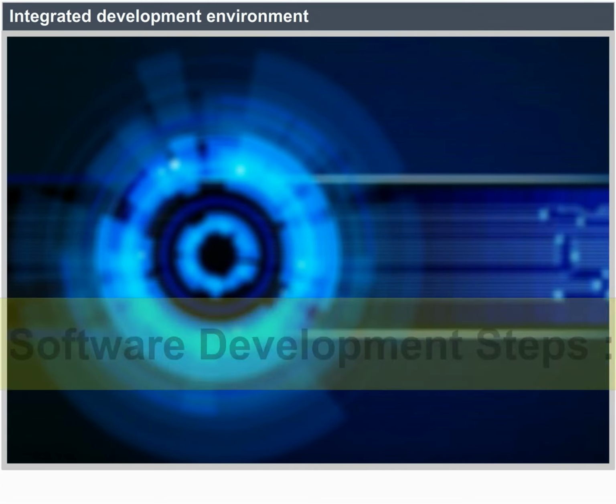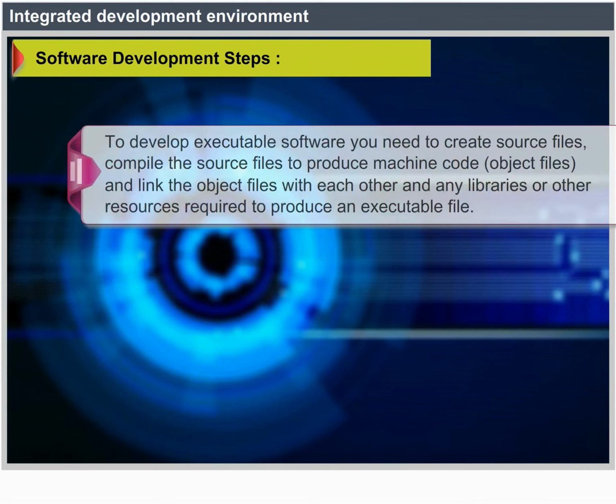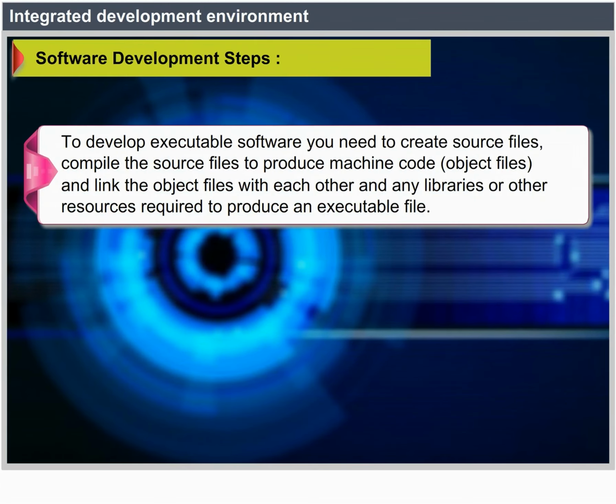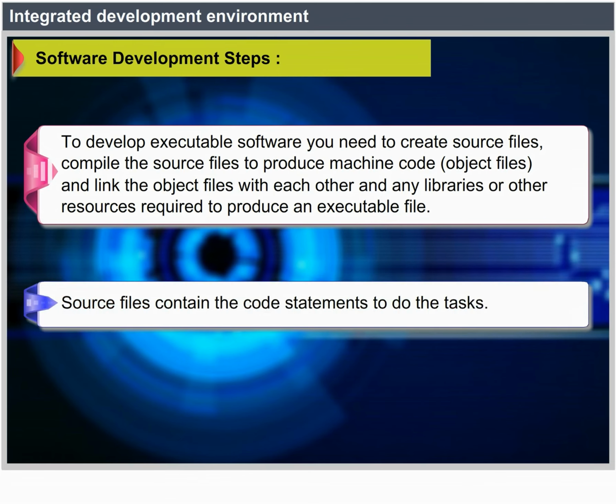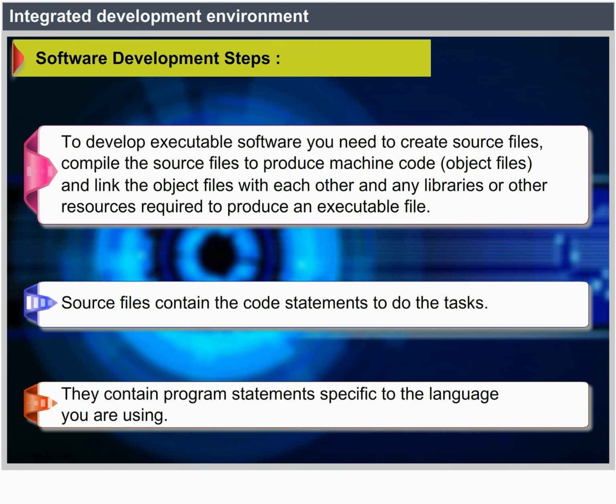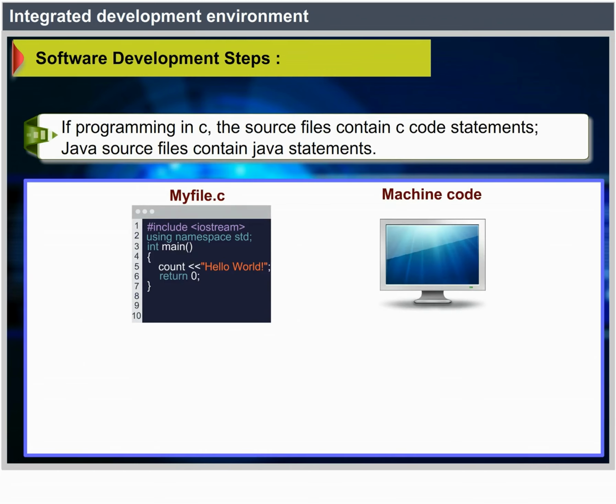Software development steps. To develop an executable software, you need to create source files, compile the source files to produce machine code object files, and link the object files with each other and any libraries or other resources required to produce an executable file. Source files contain the code statements to do the tasks. They contain program statements specific to the language you are using. If programming in C, the source file contains C code statements.